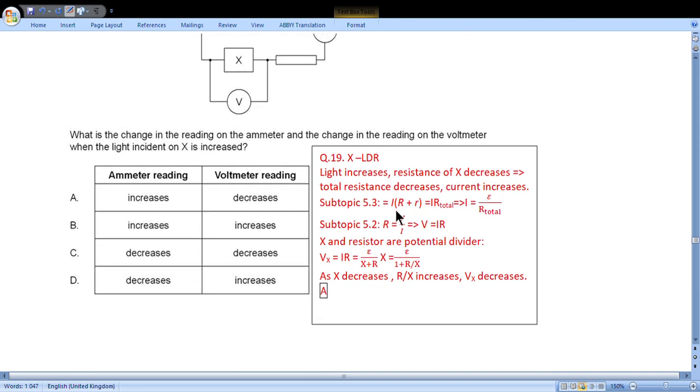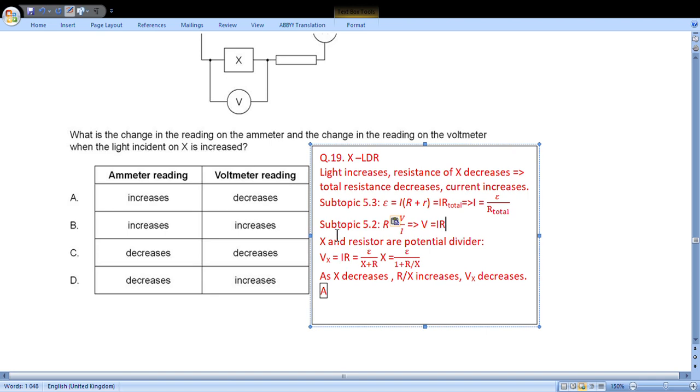So this can be shown by formulas also. Subtopic 5.3 gives us potential difference equals I times (R plus R), right? Here EMF is missing. EMF equals I times (X plus R), which is R total. So current equals EMF by R total. On the other side, resistance equals voltage over current. So voltage equals current times resistance.